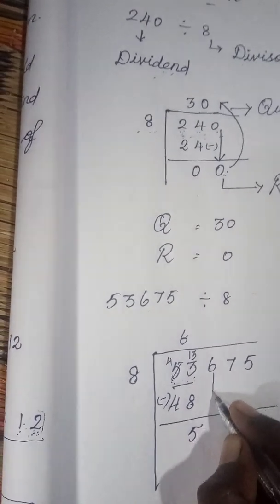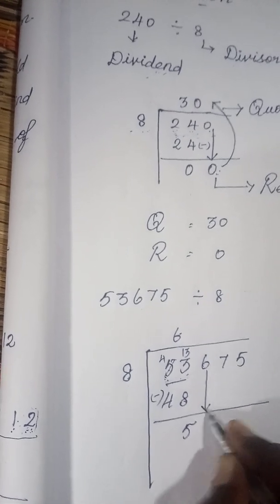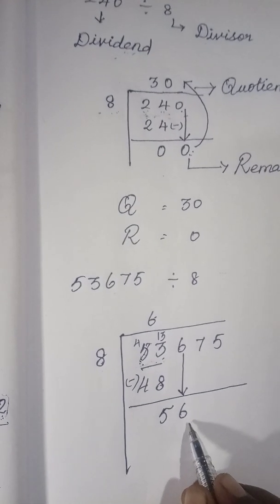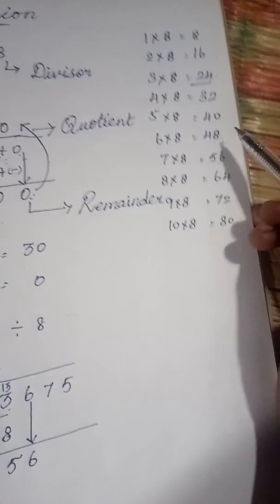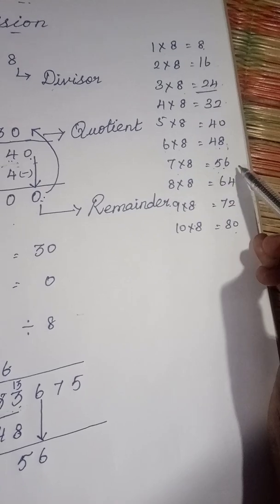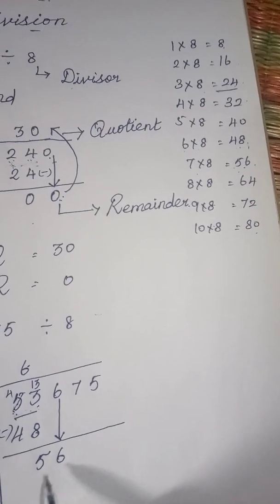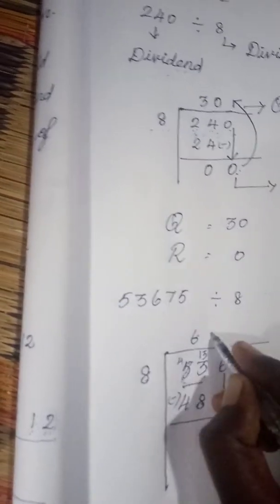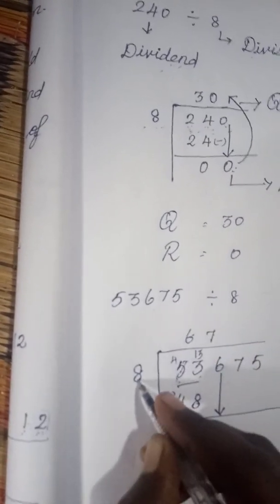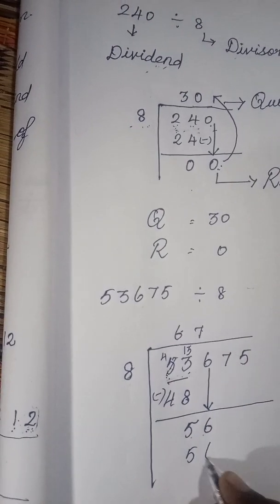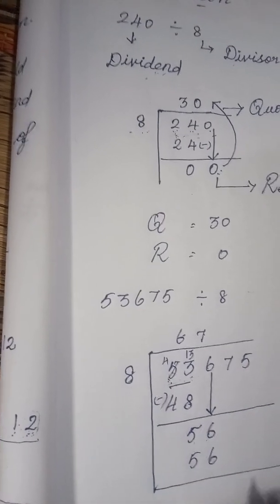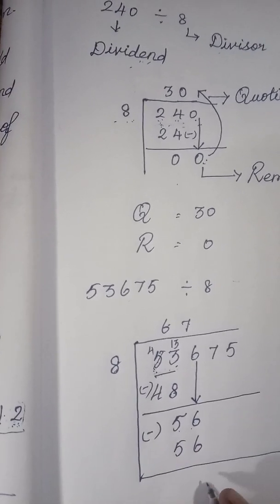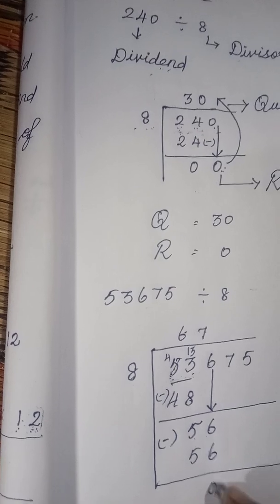Then I'll take the next number down. What is the next number? 6. Now we read this number as 56. Again go to the table. Already we saw 7 8s are 56. The same 56 came here. So we'll use 7. 7 8s are 56. Now we subtract. 56 minus 56 is 0.